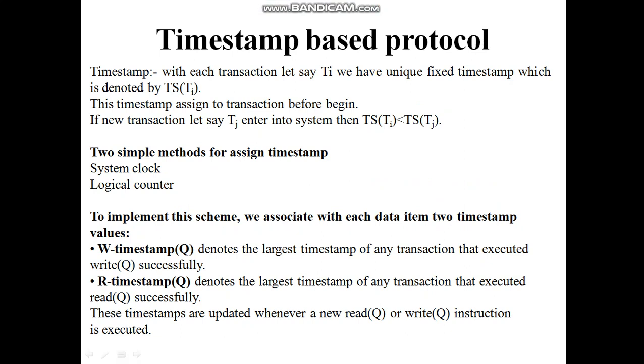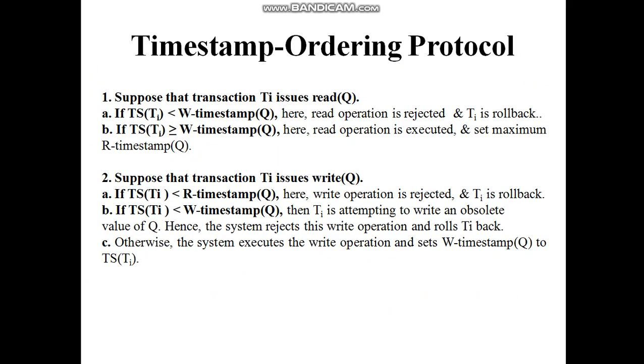To implement this scheme, we associate with each data item two timestamp values, read and write. The first is the write timestamp on data item Q. It denotes the largest timestamp of any transaction which executed write of data item Q successfully. Then the read timestamp also denotes the largest timestamp of any transaction which executed the read operation of data item Q successfully. So this is the timestamp ordering protocol.